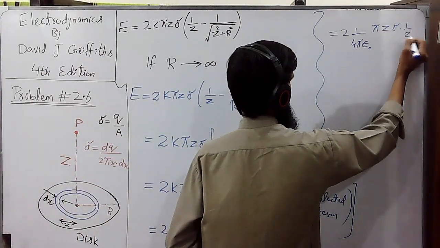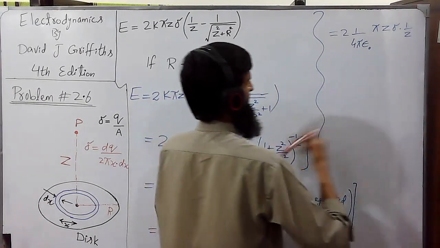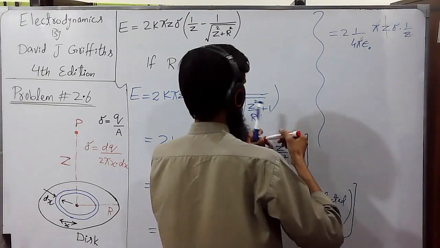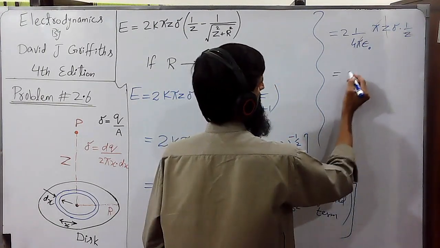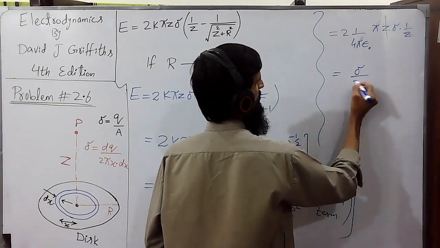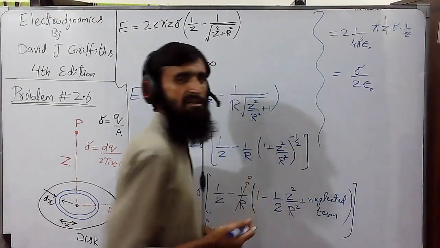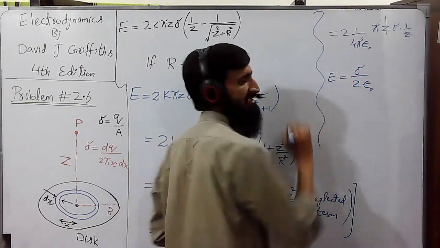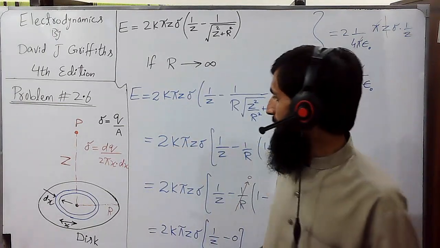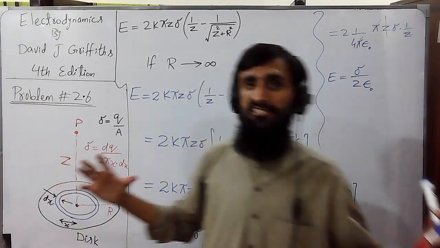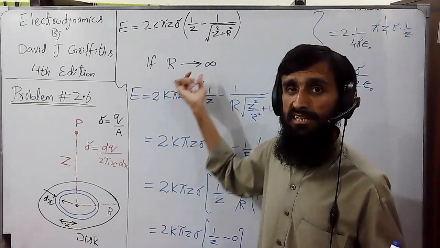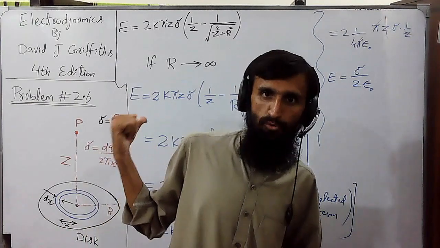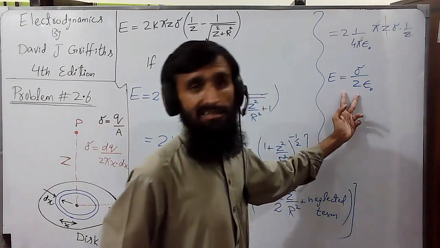Again z and z have been cancelled out, pi and pi have been cancelled out, and finally it becomes what? Sigma over 2 epsilon naught. So this is our final electric field in that special case. In what special case? When our disk becomes of infinite size, when its radius becomes infinite, then the electric field at that point P due to this disk will be like this.